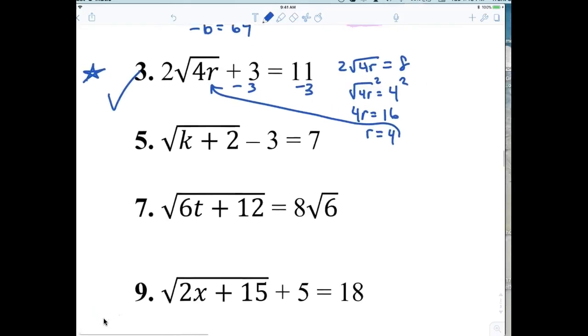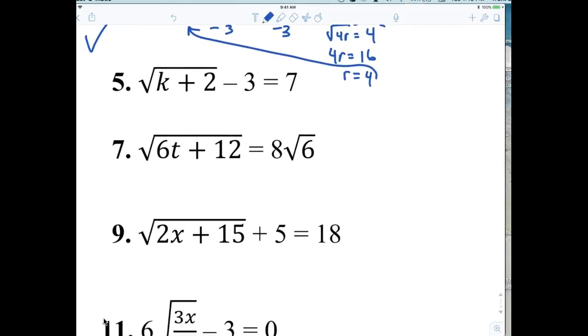So on number 5, what should I do? Add the 3. So we have square root of k plus 2 equals 10. And now how do I undo a square root? Square both sides. So I end up with k plus 2 equals 100. And so k equals what? K equals 98. All right, any questions with that?